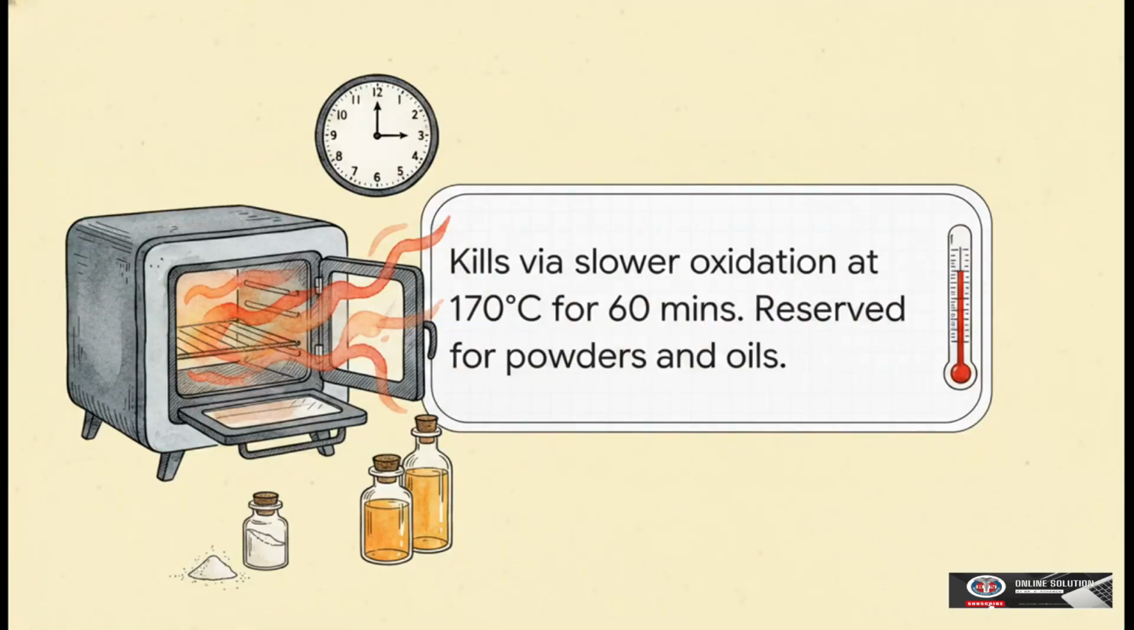Okay, but what if you're dealing with materials that moist heat can't penetrate or would completely destroy? Think about certain medical powders or oils. For those niche cases, you pivot to dry heat sterilization. Now, because it lacks the penetrating power of steam, it requires much higher temperatures, like 170 degrees Celsius and way longer times, usually around 60 minutes. Why? Because instead of coagulating proteins, dry heat kills via the much slower process of oxidation.